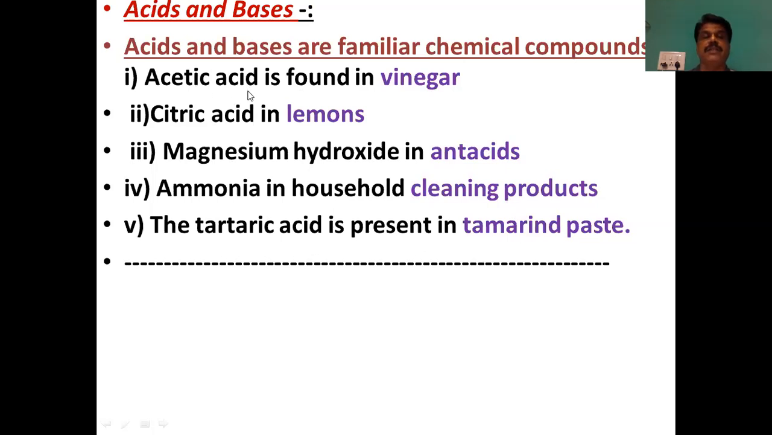That means acetic acid, citric acid, magnesium hydroxide, acids as well as bases are familiar compounds because they are found in vinegar, lemons, antacids, cleaning products, and tamarind paste. These are useful in human life. So these acids and bases are familiar chemical compounds.